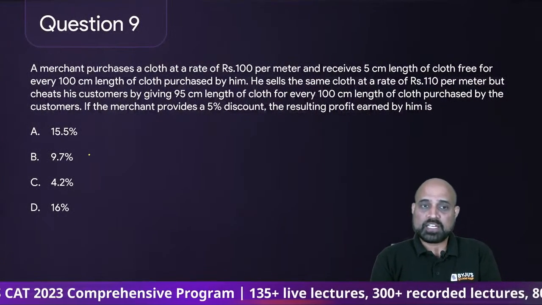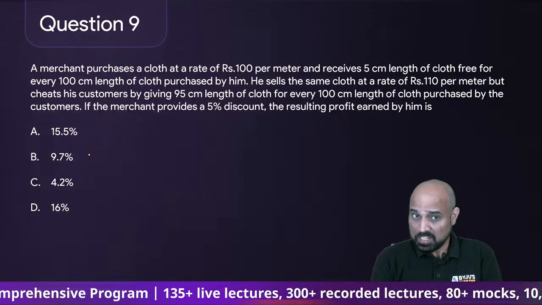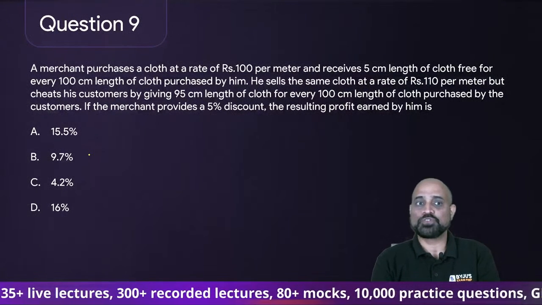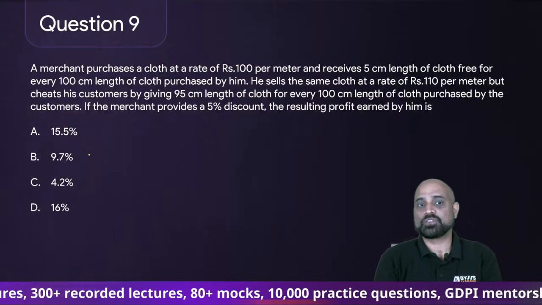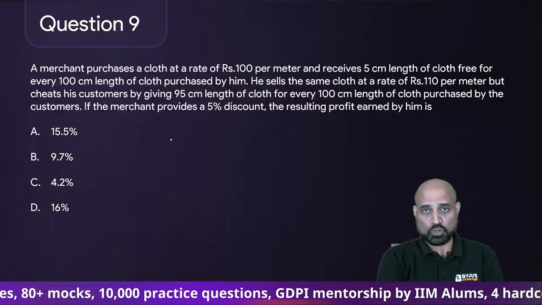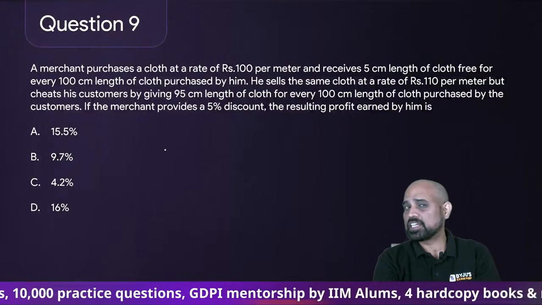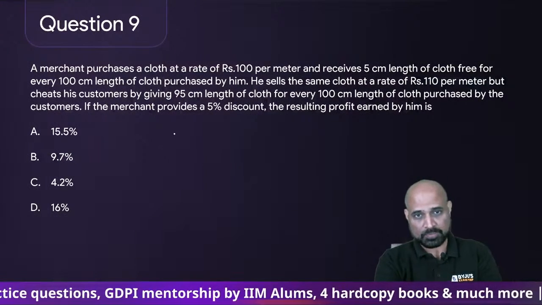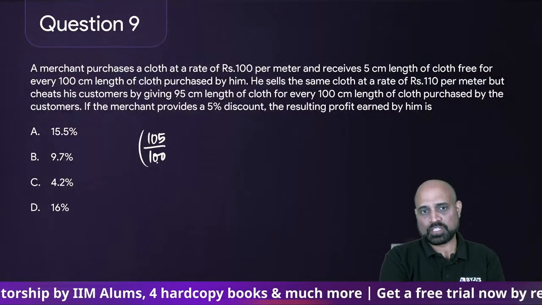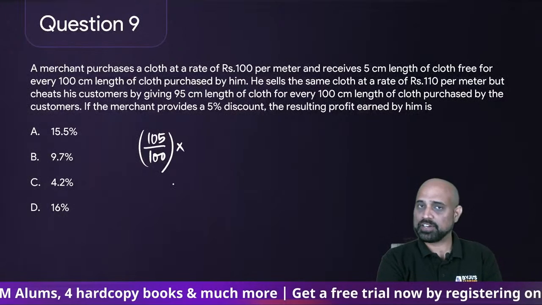Next, a merchant purchases a cloth at a rate of ₹100 per meter and receives 5 centimeter length of cloth free for every 100 centimeter of length of cloth purchased by him. So this is like a profit to him. 100 रुपए की जगह या 100 centimeter की जगह he gets 105 centimeter. Since he gets a profit, so multiplying factor will be more than 1, 105 into by 100.